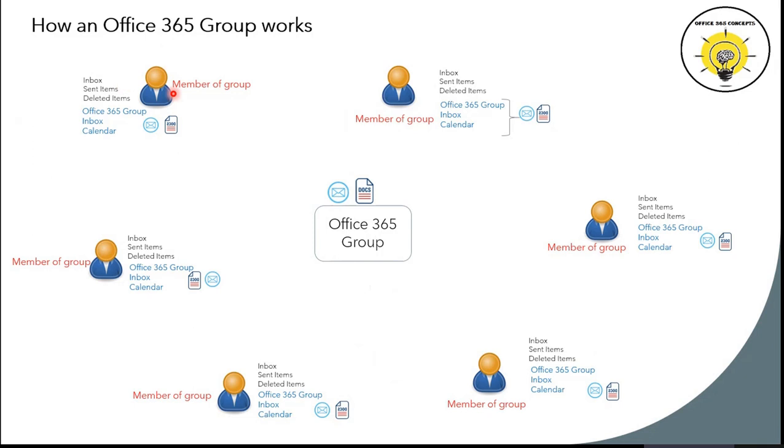Let's assume that this user shares a document within this Office 365 group. All of these users have access to this Office 365 group because all of them are members of this particular group. So this group will be added in their OWA and in their Outlook mailbox. If anyone sends an email to this group, all of the users will be able to see that email within the Office 365 group, which is added in their mailboxes, right?